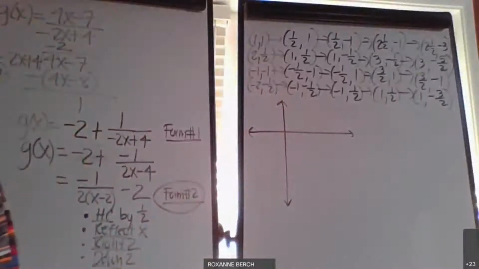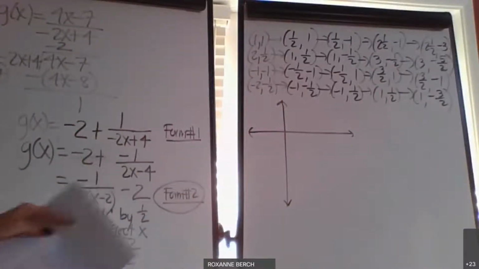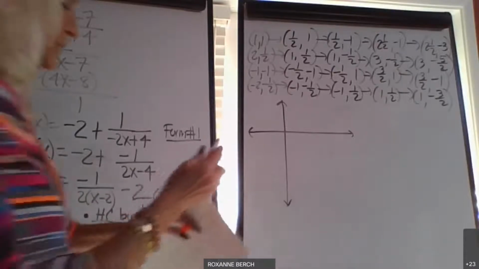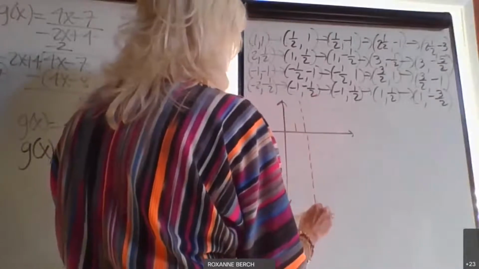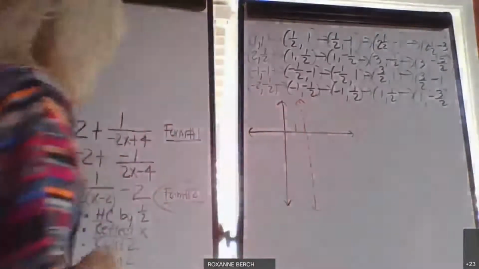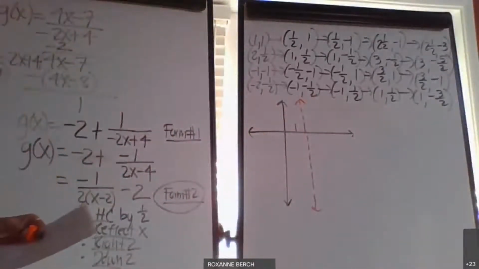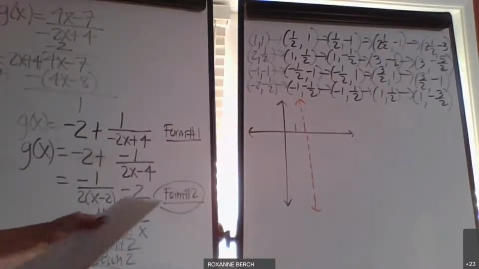All right, here we go. So the vertical asymptote is right here in form 2. It's X equals 2. The horizontal asymptote is Y equals -2.